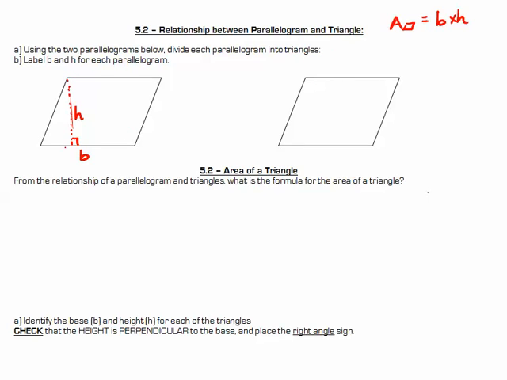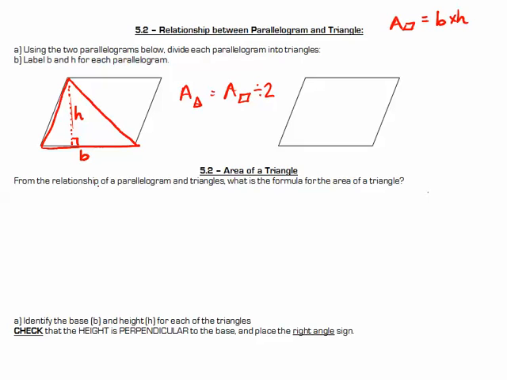And it's pretty simple. We can ask ourselves how many triangles are in a parallelogram. And if I just do one simple cut here, I notice that there are two identical triangles in this one parallelogram. So therefore, the area of this triangle is going to be the area of the parallelogram divided by 2.